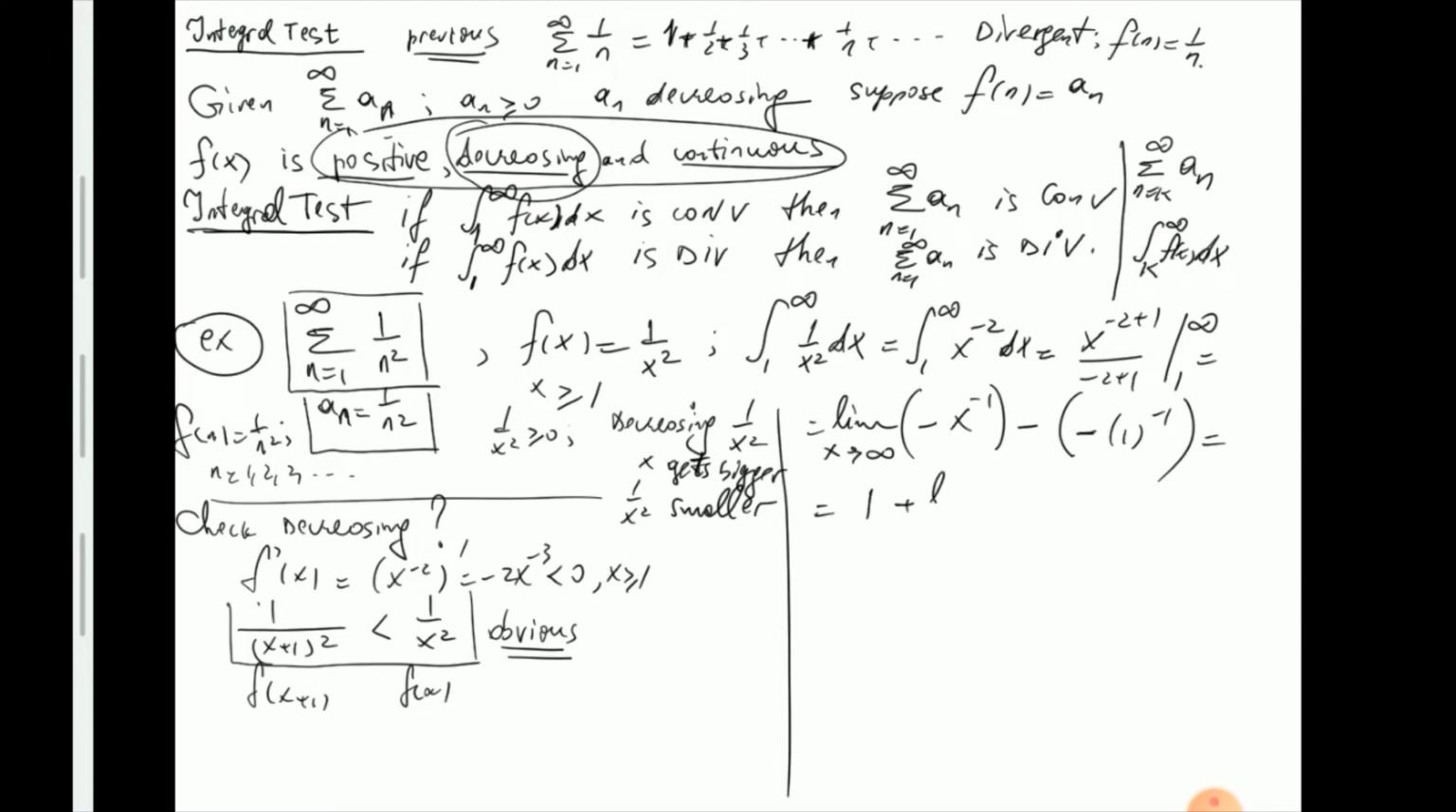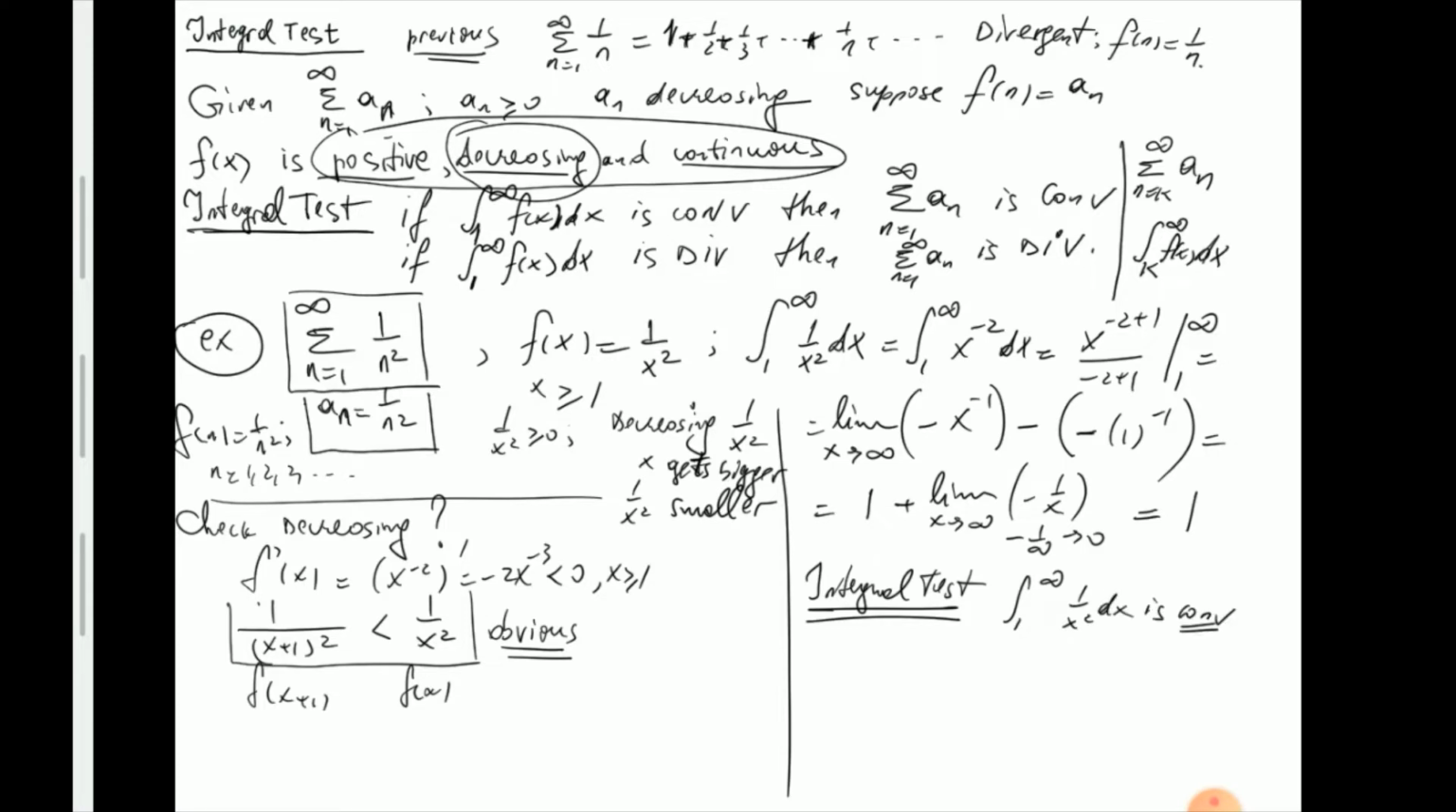And this is going to be plus the limit as x goes to infinity of minus 1 over x. So that's minus 1 over infinity, which goes to 0. So the overall limit is 1. And now we apply the integral test basically. Since the integral from 1 to infinity of 1 over x squared dx is convergent, we just concluded that the integral is 1, then by the integral test, the summation from 1 to infinity of 1 over n squared is also convergent.